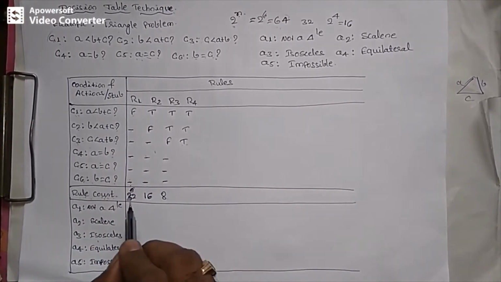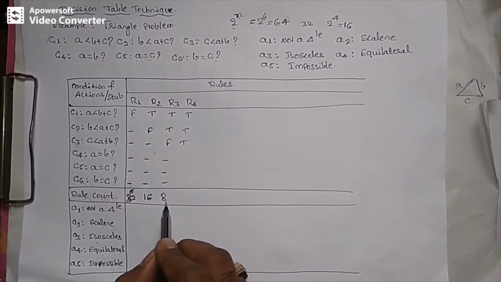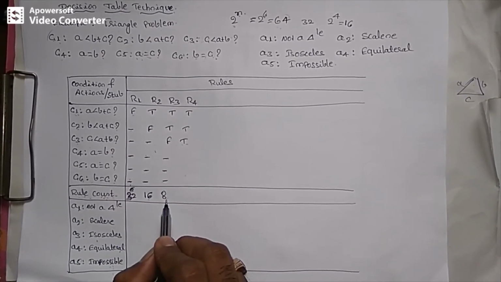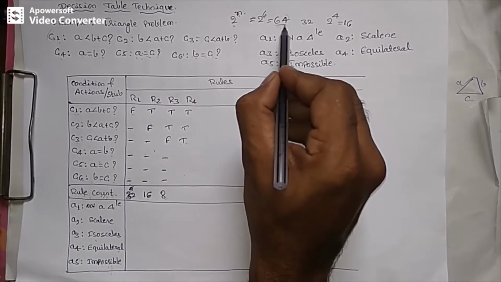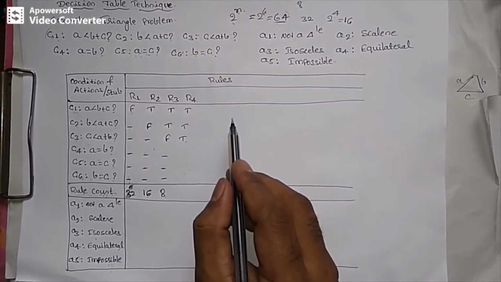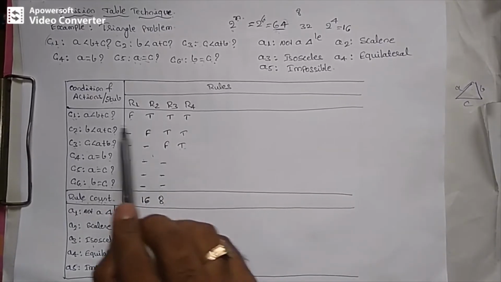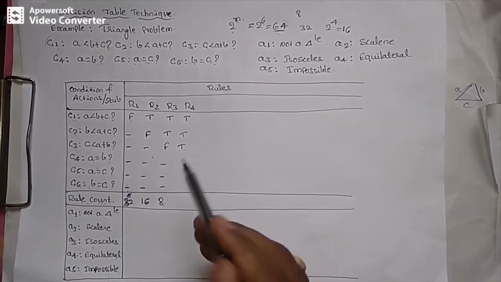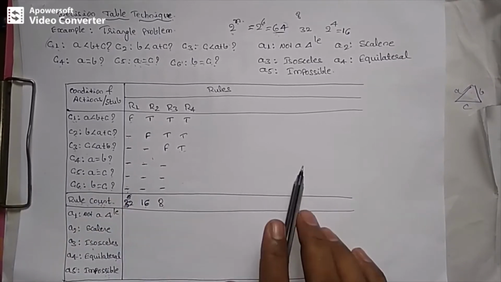Now you can see here 32 rule count is over, plus 16 rule count is over, and plus 8 rule counts are over. Then a total of 56 rule counts are over out of 64. How many rule counts are still remaining? 8 rule counts are remaining. For the remaining time, I told you these 3 conditions are true. Then I will write the combination of these C4, C5, C6 inputs.